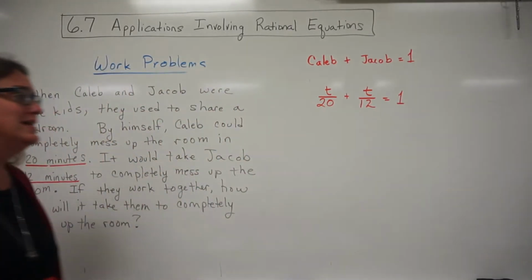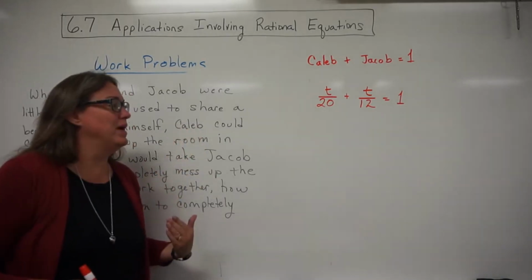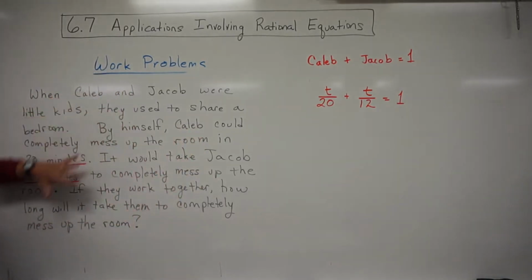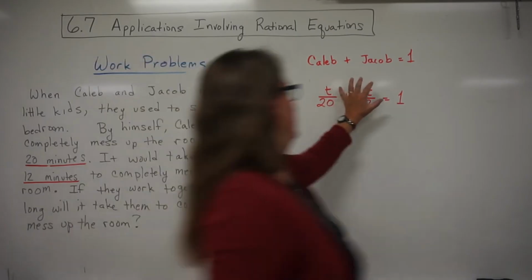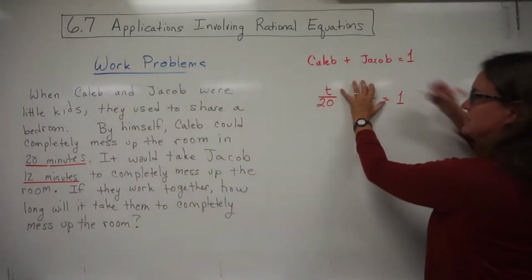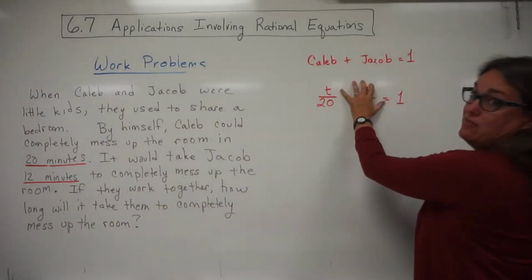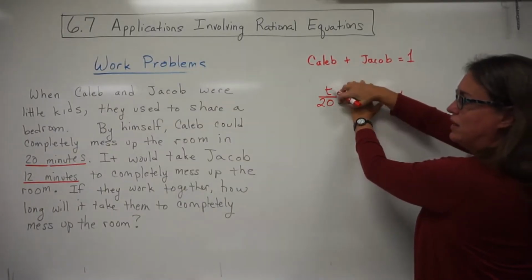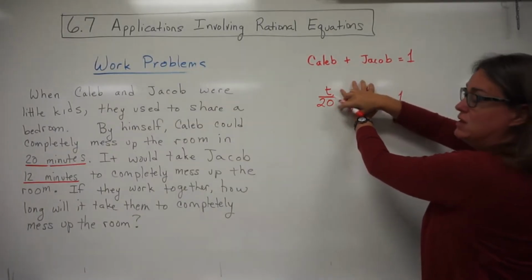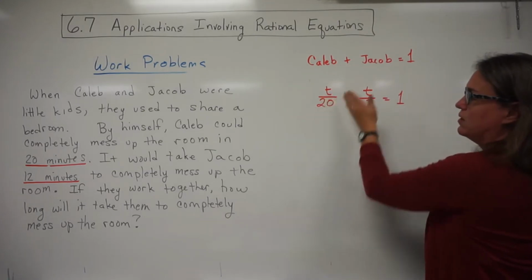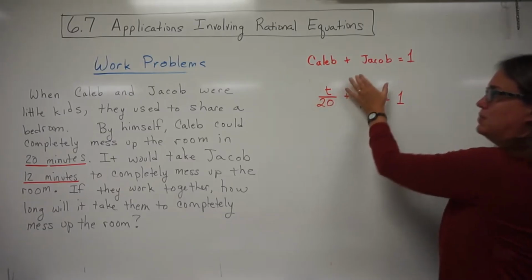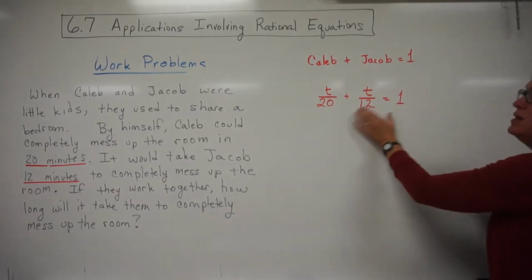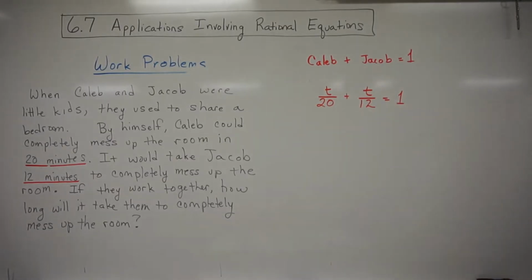If you're not sure where I did that, go back in the tape a little bit and look at what I wrote about Bob mowing his lawn and how much he got done in 1 hour. For instance, if these guys work for 10 minutes, didn't Caleb mess up half of the room? 10 minutes out of 20, which reduces to 1/2. So whatever time we put up here, that's finally going to give us our fraction of the room messed up by Caleb and the fraction messed up by Jacob, and they have to add up to 1.